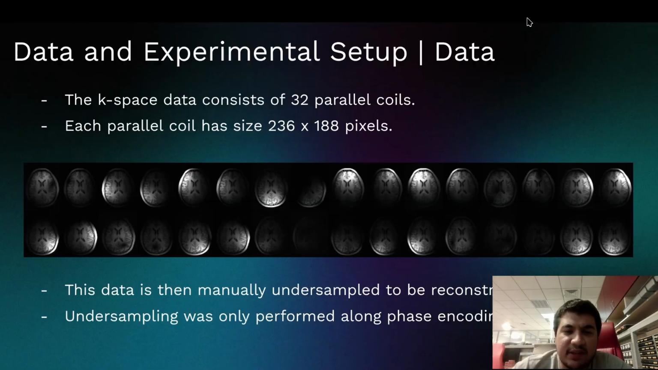Data and experimental setup. We use the original data that comes with the paper itself, which contains k-space data acquired by 32 parallel coils, with the resolution 236 by 188 pixels. To simulate undersampling, we undersampled the data ourselves manually. The k-space data contains the whole image, and we performed undersampling only in the phase encoding direction.